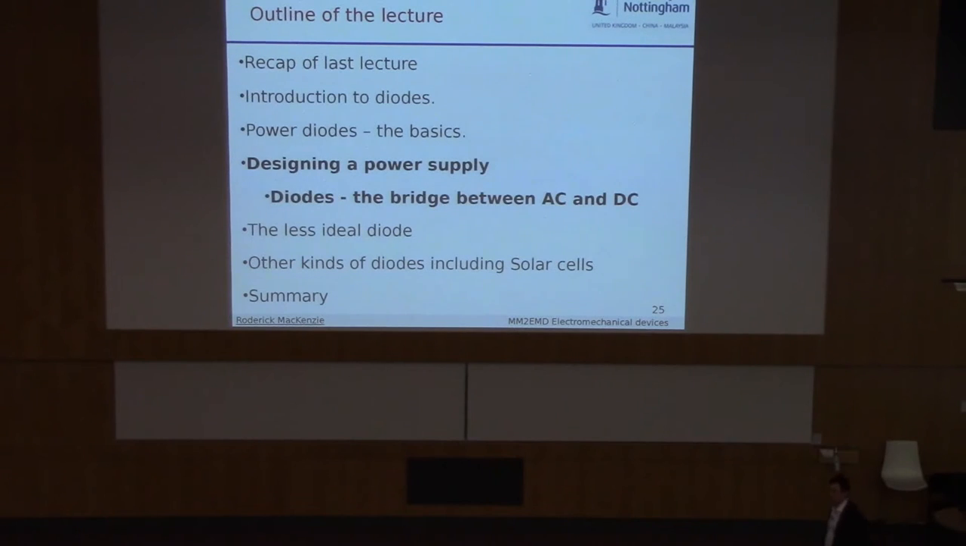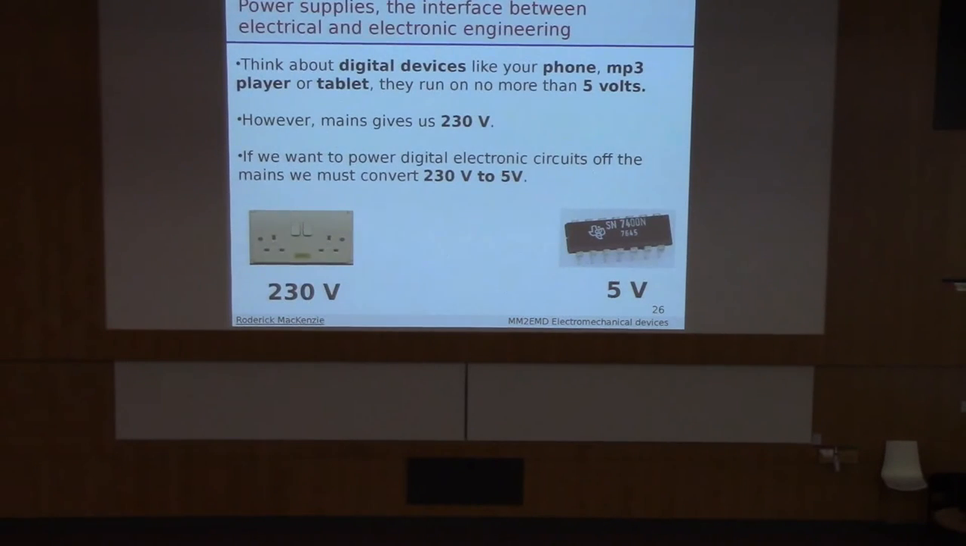So that was the ideal diode. Now, we're going to make it less ideal, but in a few slides. So we just need to understand it like this for the time being. So, diodes, the bridge between AC and DC.